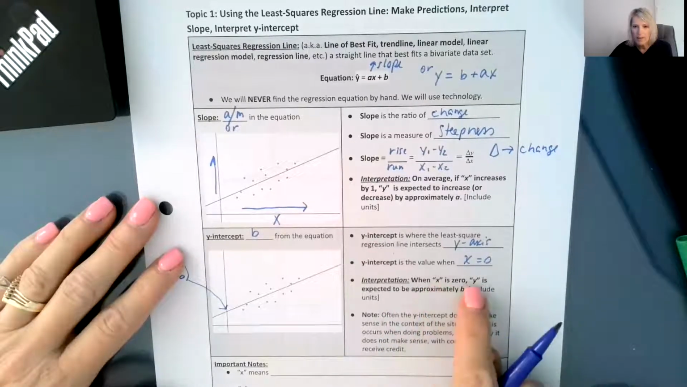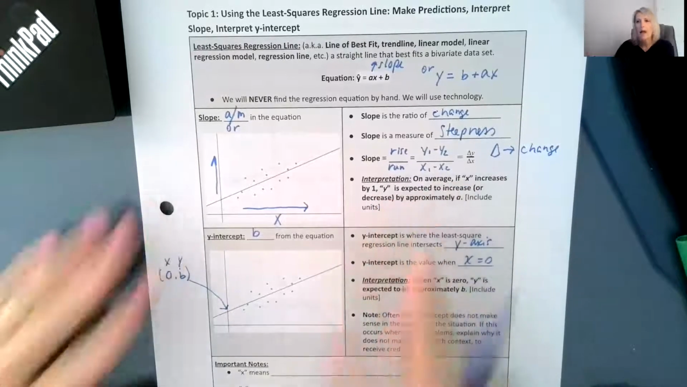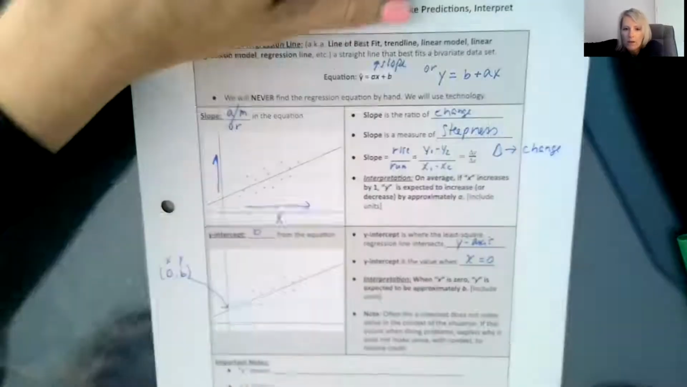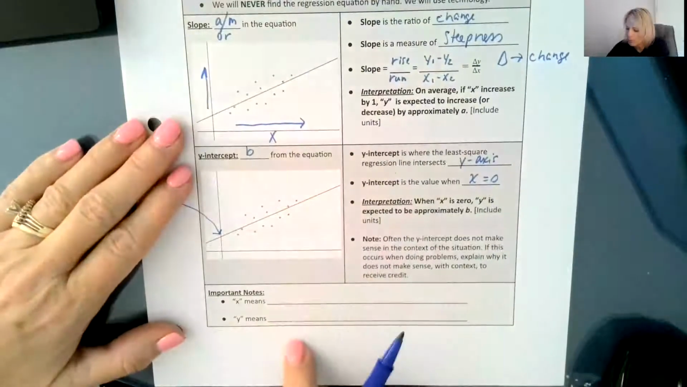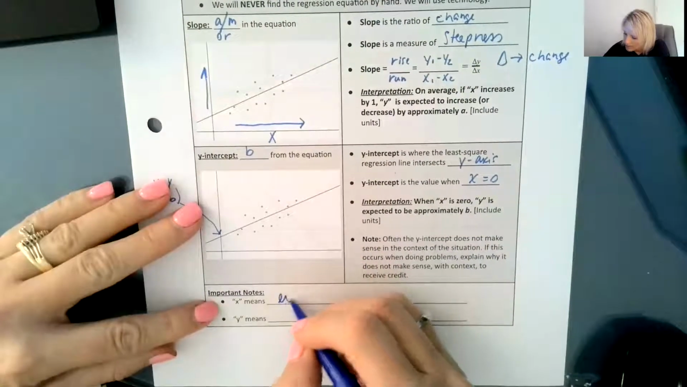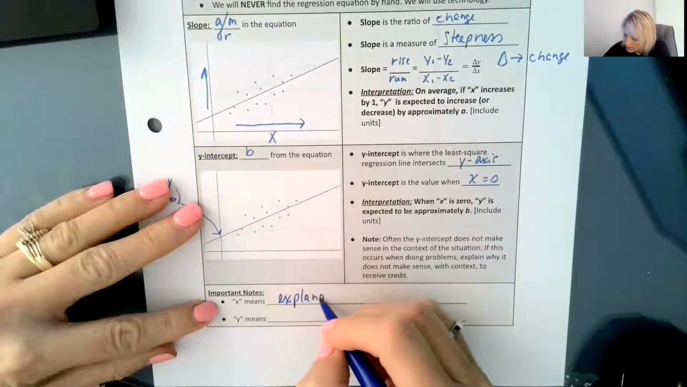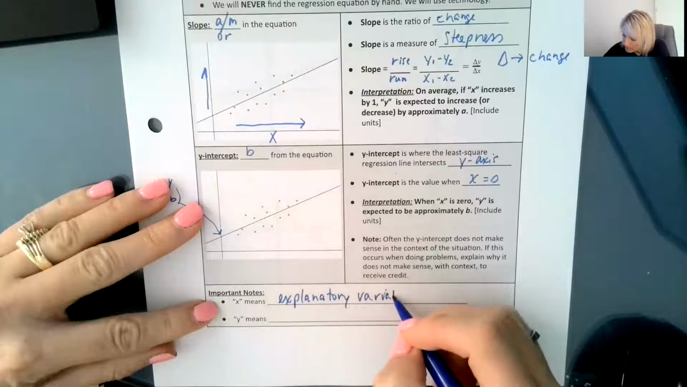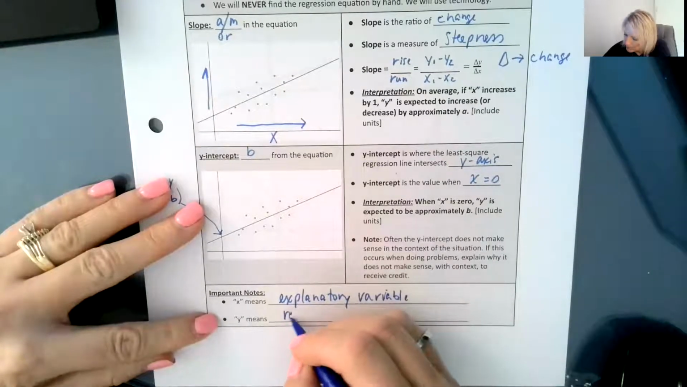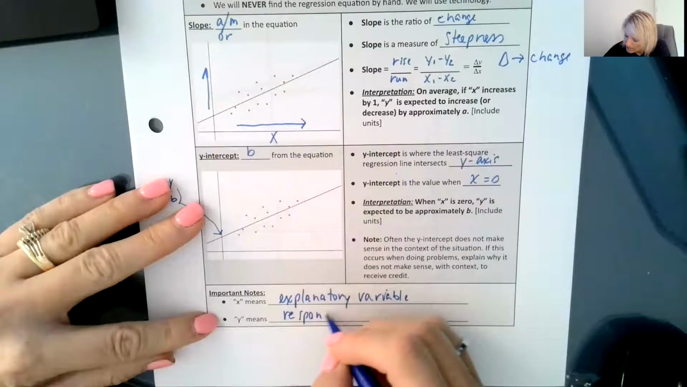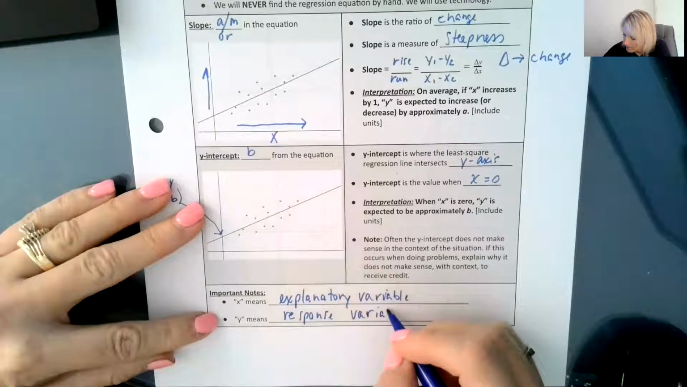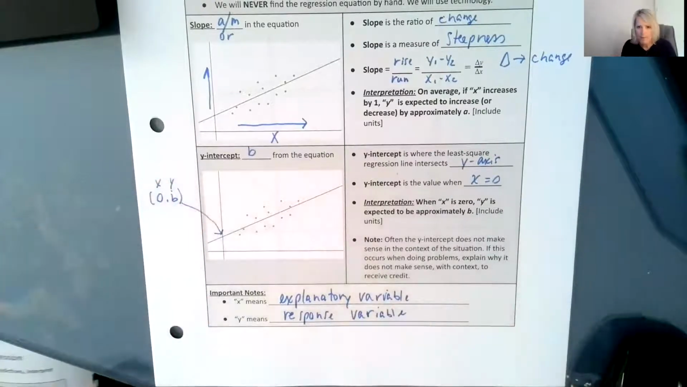Remember, when we put x and y in quotes here and up here, I want you to actually give me in words in the story what x and y mean. Down here, we say that x means the explanatory variable, and y means the response variable.